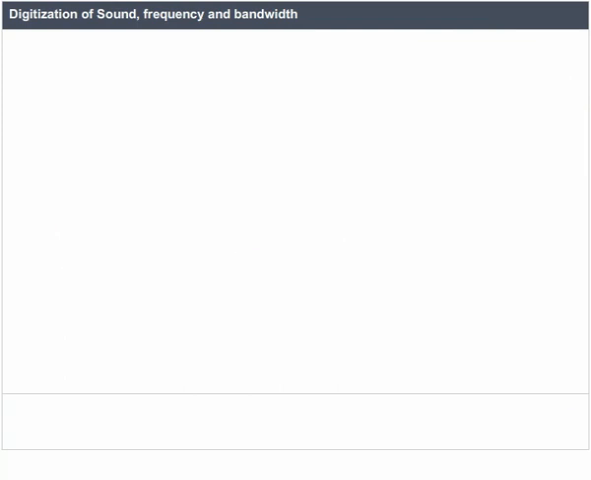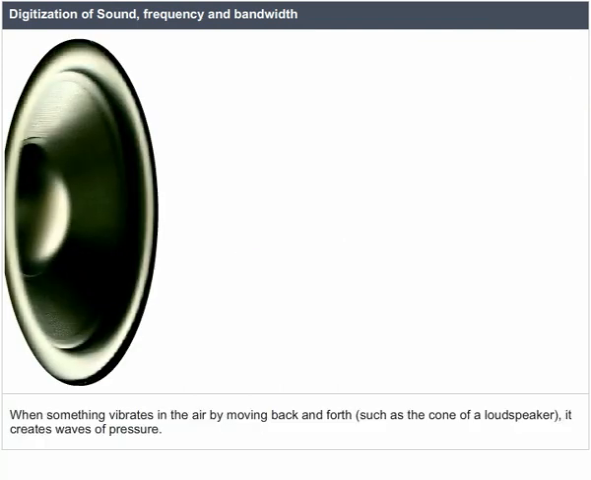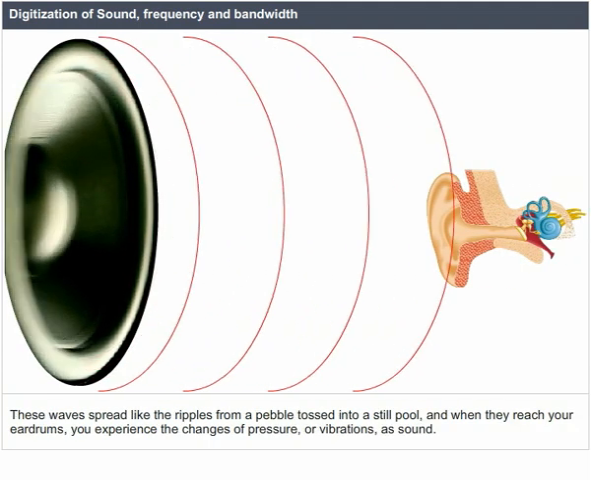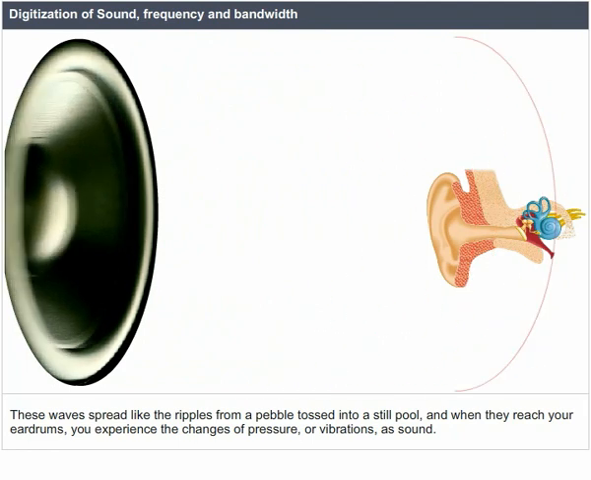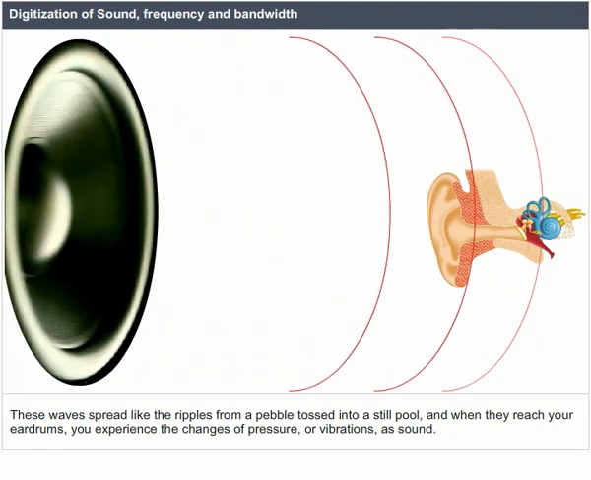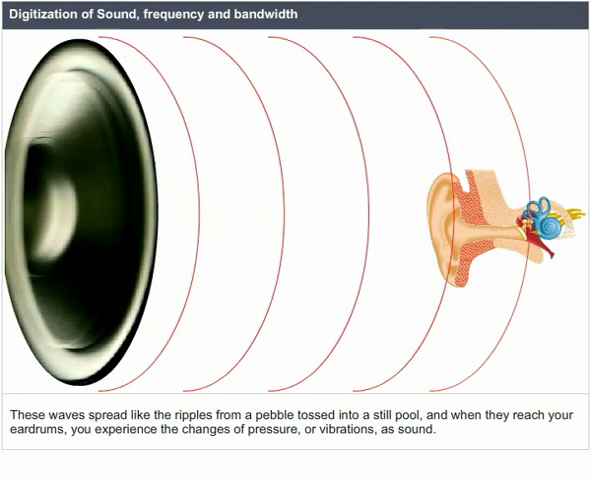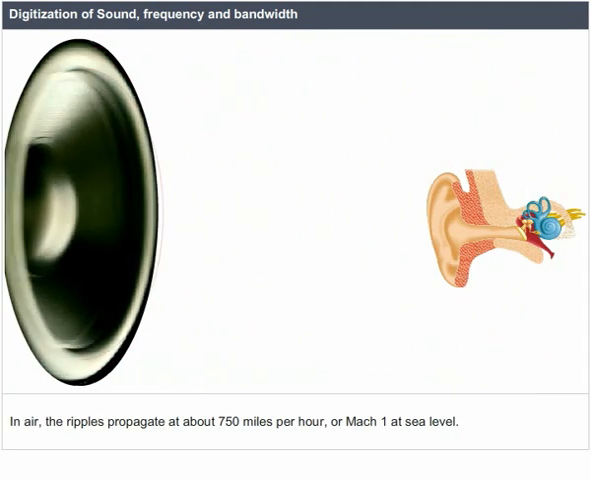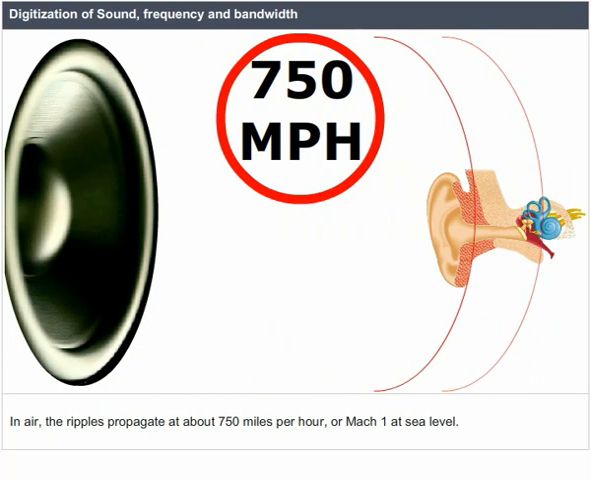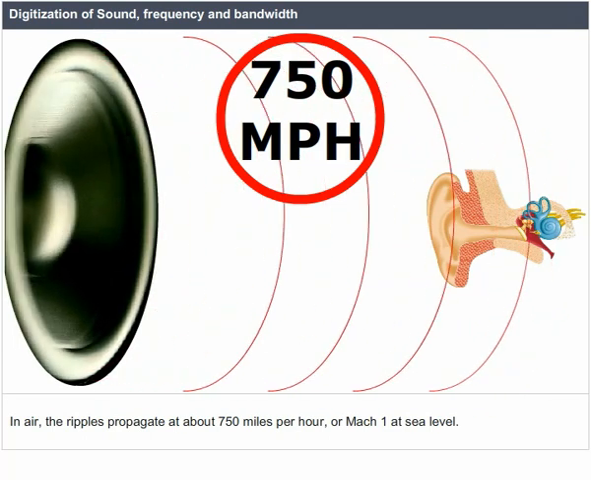Digitization of sound, frequency and bandwidth. When something vibrates in the air by moving back and forth, such as the cone of a loudspeaker, it creates waves of pressure. These waves spread like the ripples from a pebble tossed into a still pool, and when they reach your eardrums, you experience the changes of pressure or vibrations as sound. In air, the ripples propagate at about 750 miles per hour, or Mach 1, at sea level.